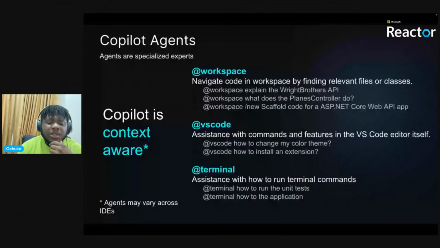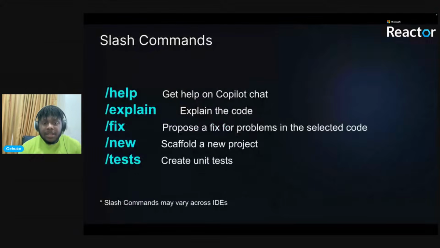So another thing you can do with Copilot chats is use slash commands. A slash command is a way to shorten certain functionalities that you want to perform with Copilot without having to write them out. These are really common things that we do every day. Like we need help on something, it can help you get the help you need through Copilot chat. You need to explain the code, you can use slash explain. You need to fix something, you can use that, and so on and so on.